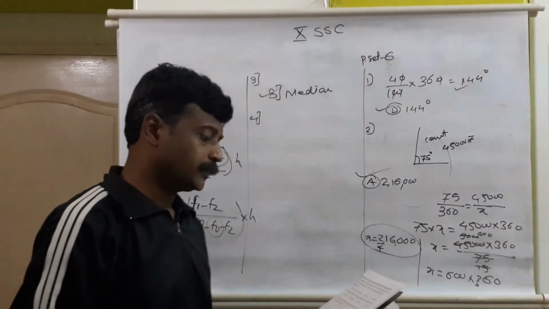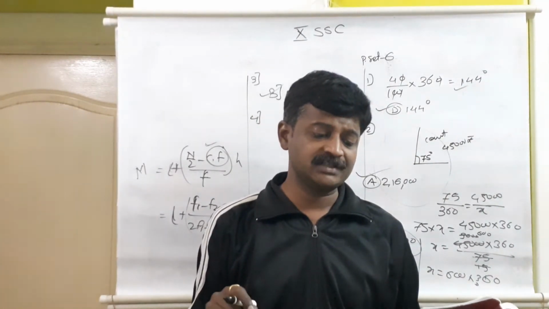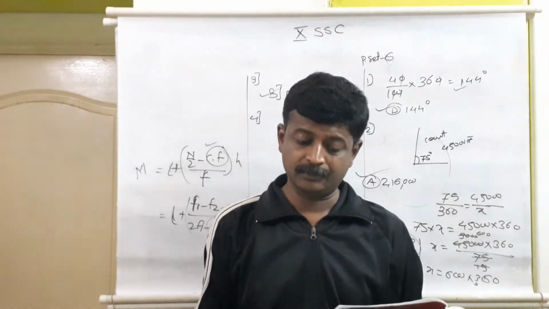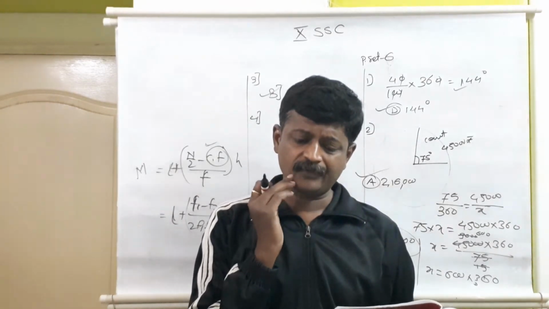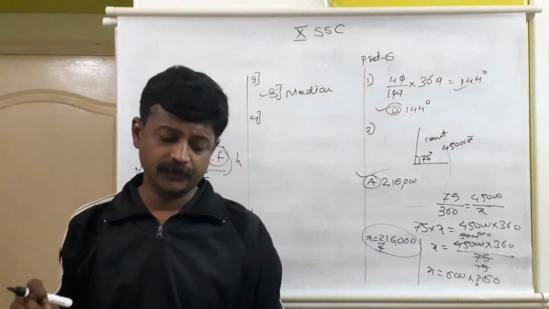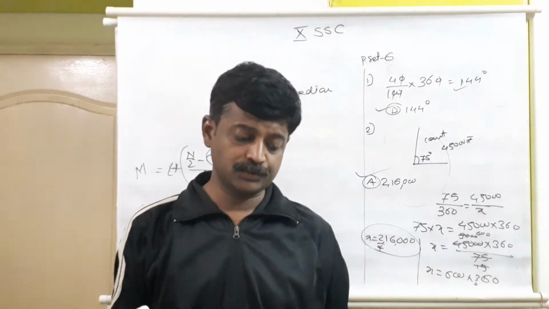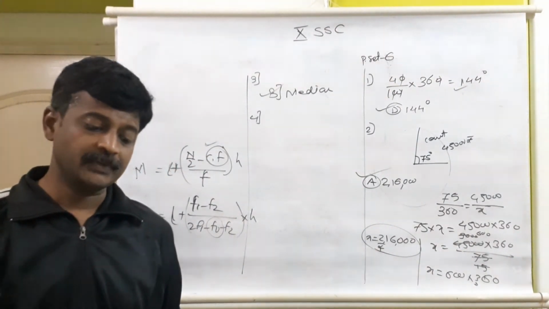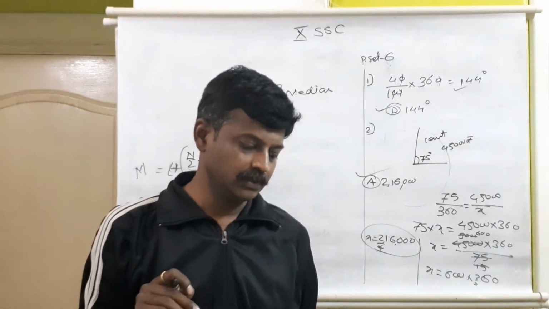Question number 4, the formula to find mean from a group frequency table. The formula to find mean from a group frequency table is x bar is equal to a plus summation of fi ui upon summation of fi into h. This is the step deviation method to find mean.